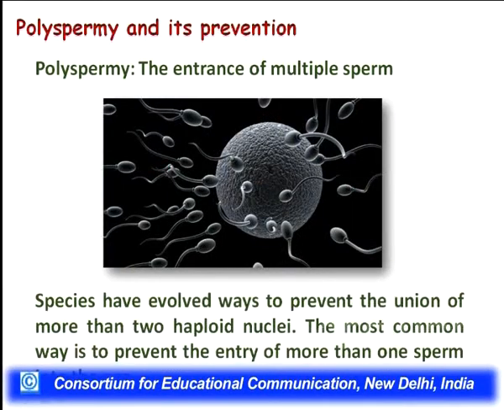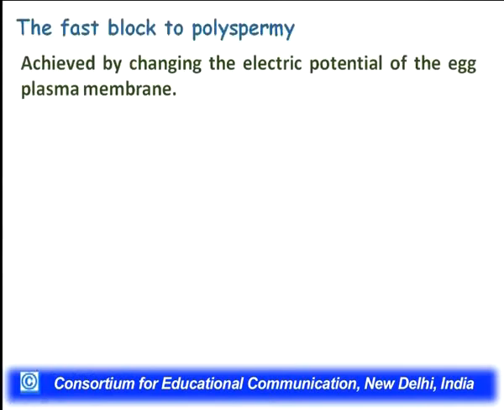Polyspermy is the entrance of multiple sperms into the ovum, or fertilization of the ovum with multiple sperms. Species have evolved ways to prevent the union of more than two haploid nuclei. The most common way is to prevent the entry of more than one sperm into the egg. If an egg can prevent the entry of more than one sperm, that is the mechanism most prevalently used for blocking polyspermy. The first is the fast block to polyspermy, which is attained within milliseconds of one sperm fusing with the egg. As soon as one sperm is able to fuse with the egg, this fast block occurs, and it is basically achieved by changing the electric potential of the egg plasma membrane.